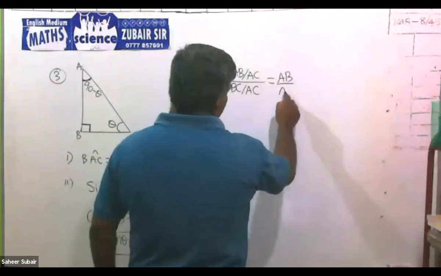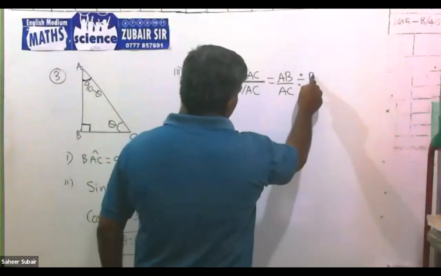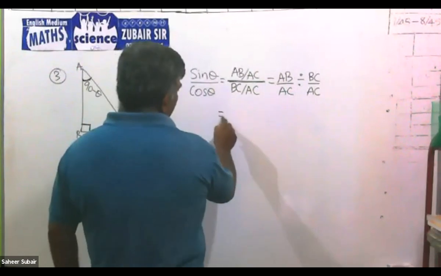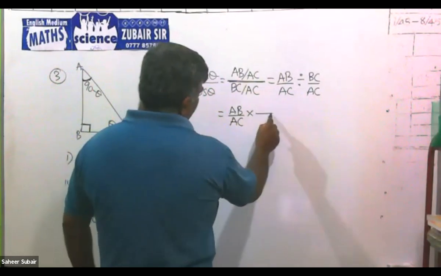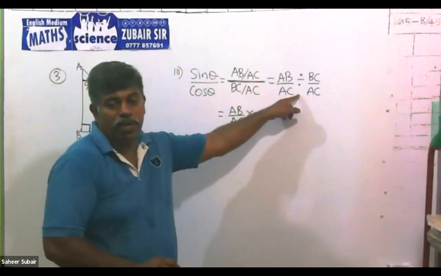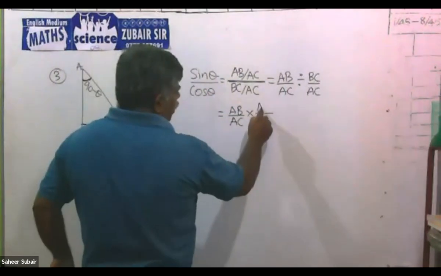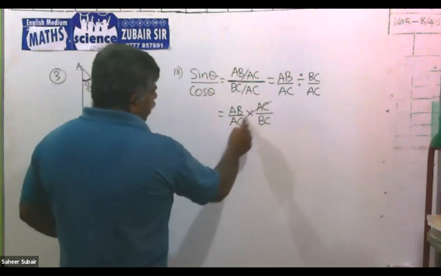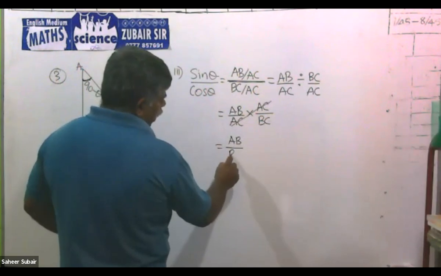AB over AC. What is the meaning of this line? It means division, divided by BC over AC. When you convert the division into multiplication, you have to write the reciprocal. The reciprocal of this one is AC over BC. Then AC and AC get cancelled. Then here, AB over BC.